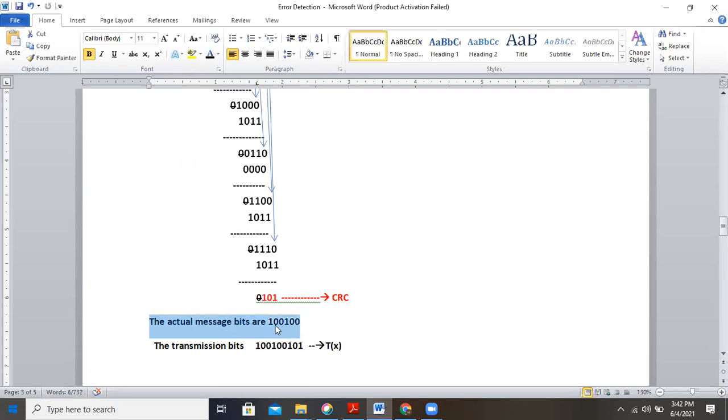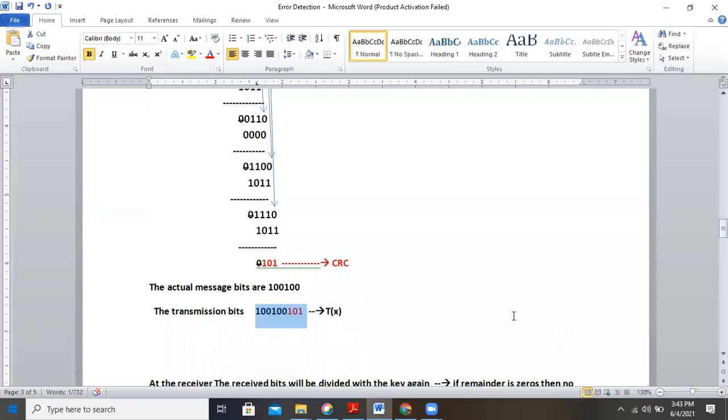So we need to add this to the message. So the actual message is 1 0 0 1 0 0. So we need to add these CRC bits 1 0 1 to the message. Okay. So the message bits and CRC bits together are said to be the transmission bits or transmission polynomial. So 1 0 0 1 0 0 1 0 1. So this is the transmission polynomial, and this will be transmitted to the receiver.